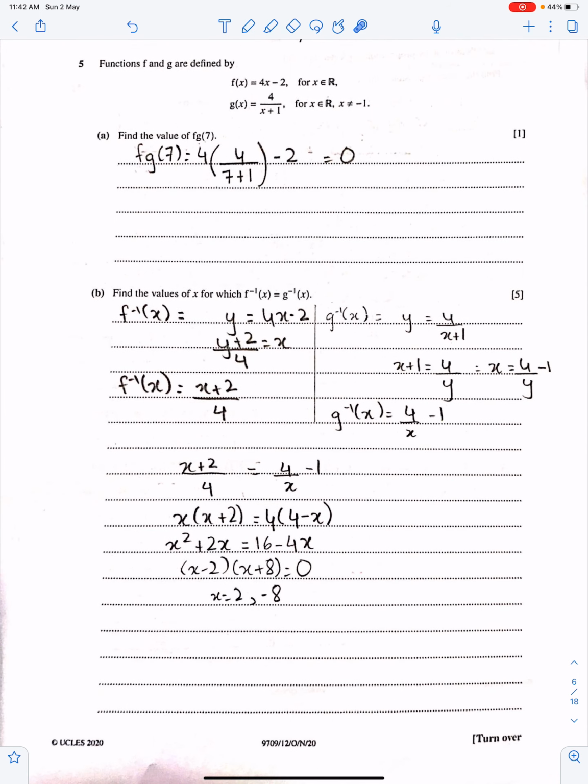Question number 5. Find the value of fg(7). First find g(7). g(7) will be 2. When you put 7 here, you'll get 2. Now substitute this 2 here. So this is g(7), 2, and when you substitute this 2 here, you will get this thing. g(7) is half, it's not 2. So when you put half here, you will get 0.